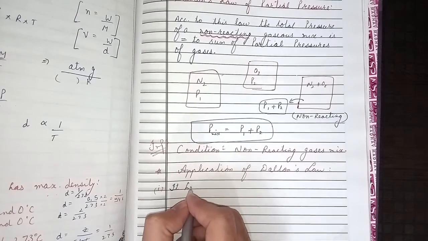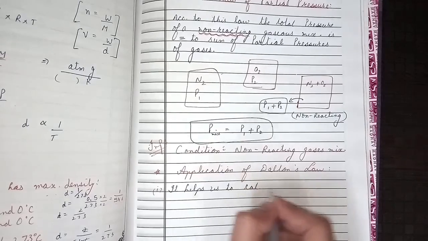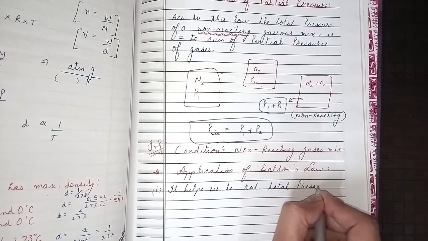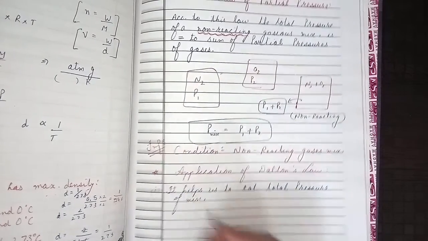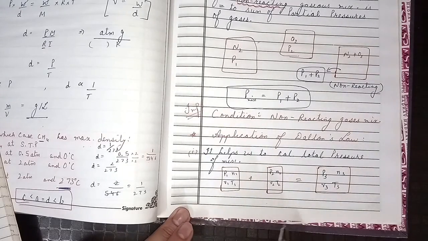It helps us to calculate the total pressure of a mixture. So what does it mean? Let us study this by an example. So let us see this example.